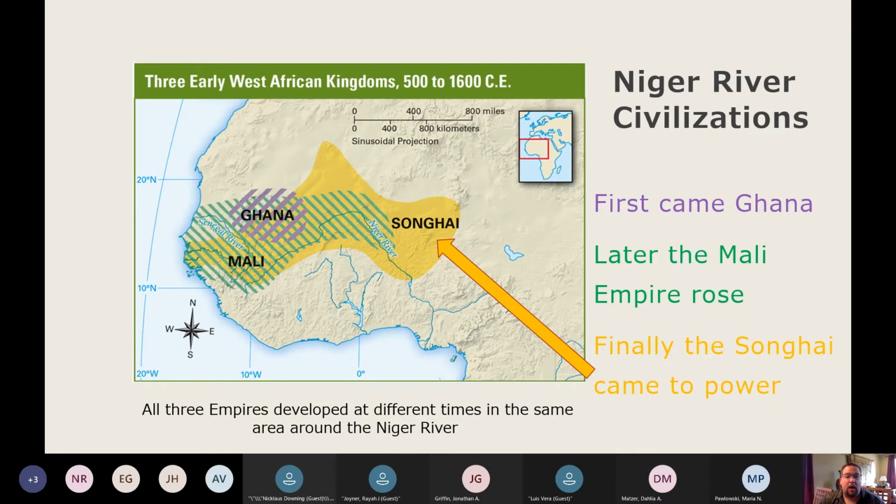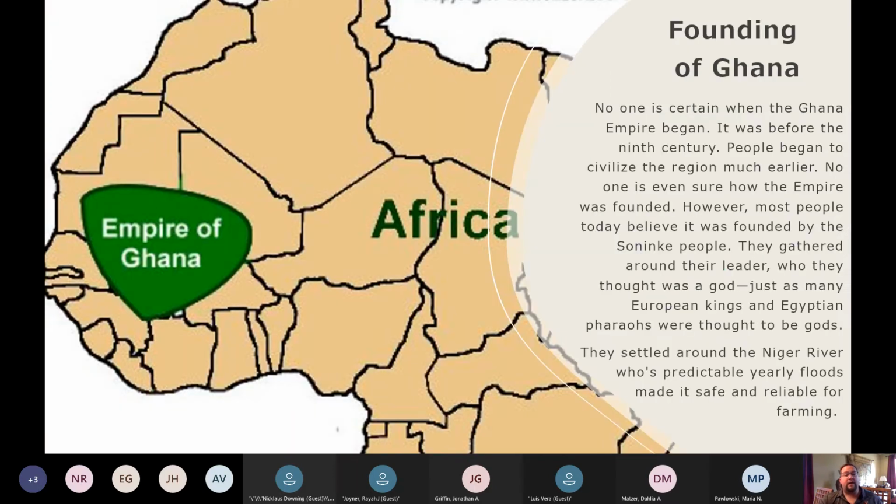Okay, so the founding of Ghana, that very first one of those empires. No one is really certain when Ghana began. It is before the 9th century, though, we know that. People began to civilize the region much earlier. No one is even sure how the empire was founded. However, most people today believe that it was founded by a group of people called the Songhai. I'm not even sure exactly how you say it.